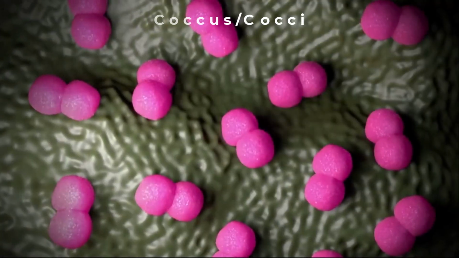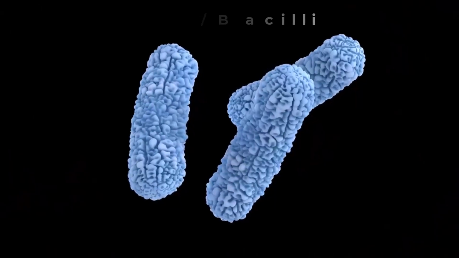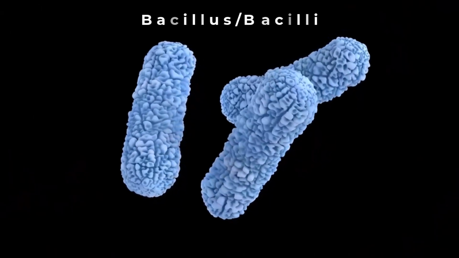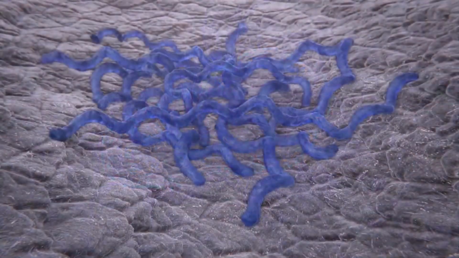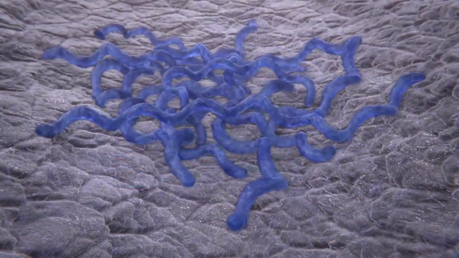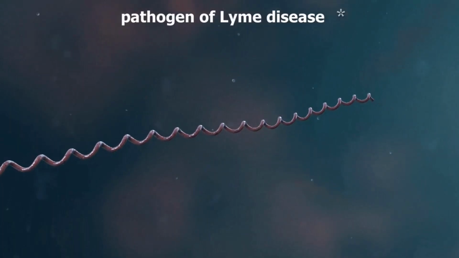Round prokaryotic cells are called coccus, or cocci for plural. Rod-shaped prokaryotic organisms are called bacillus, or bacilli for the plural form. Spiral-shaped prokaryotes include the spirochetes, which include different species that cause syphilis and Lyme disease.